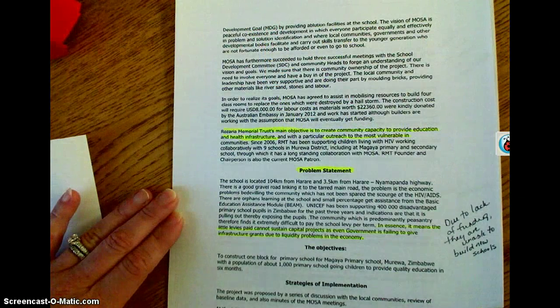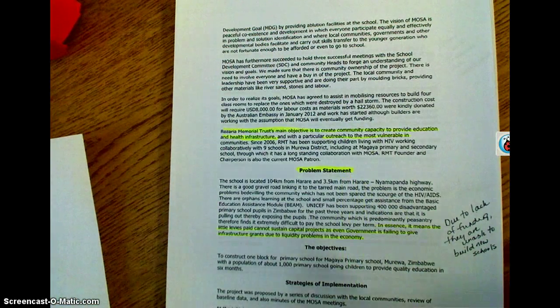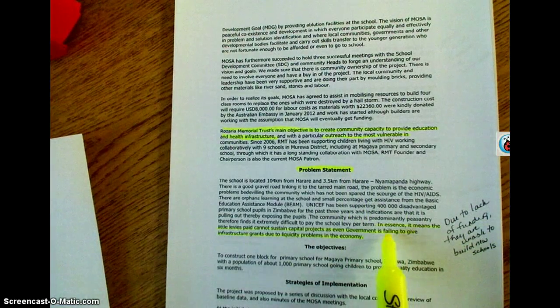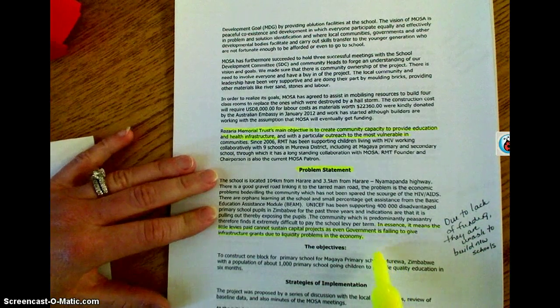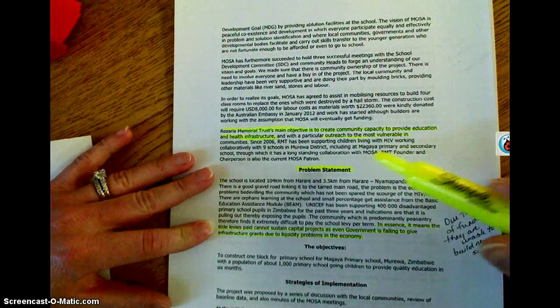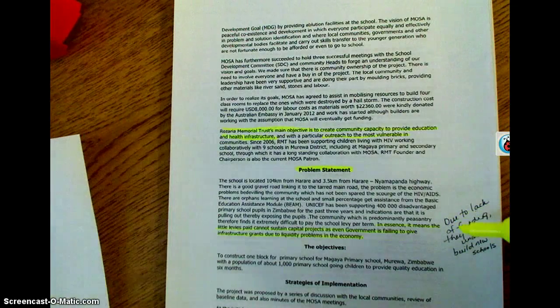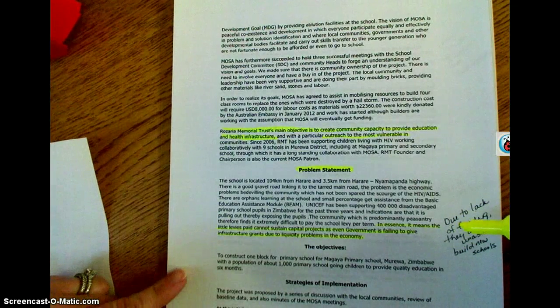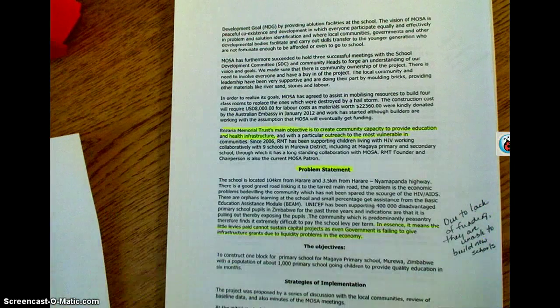All right? Then they jump down and they identify the problem. So their problem, and I've already highlighted the key points so that we don't have to read through this entire paragraph, is that due to the lack of funding that this school district or school corporation is having, they're unable to build new schools. Okay, and we saw a picture of what their current conditions look like. So the problem is they don't have enough funds and they want to be able to build new schools.